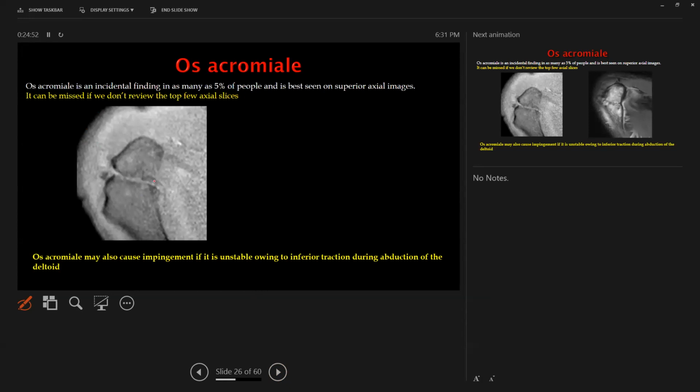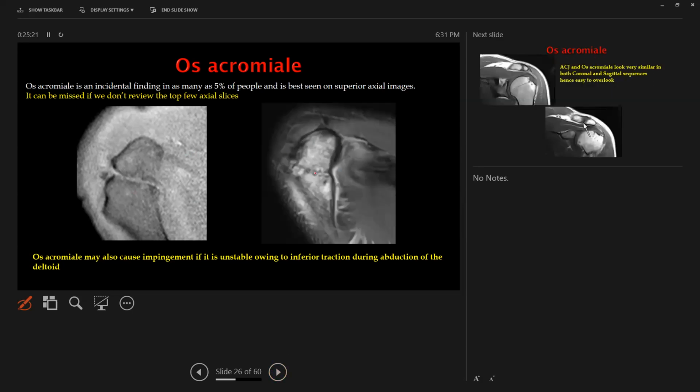On the MRI, you should always look at the top few slices on the axial, which is the best series to identify the os acromiale. So always make sure that you look at all the axial images and exclude the presence of an os acromiale. Although it is a normal variant, it can be symptomatic, it can be unstable, cause impingement, and if it is unstable, it can cause a lot of bone marrow edema, like in this patient.